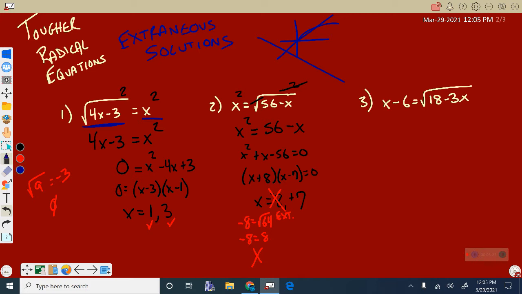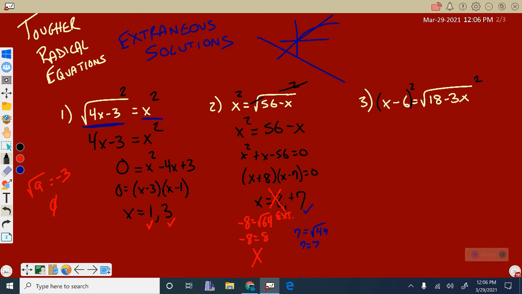For the other one, for positive 7, if I plug in 7, I get 7 equals the square root of 49. So 7 equals 7. That guy is good. 7 is still a valid answer. Alright, and this last one is the one that gets missed the most. Because it's the same idea, we have to square both sides, but make sure we properly square the left-hand side.